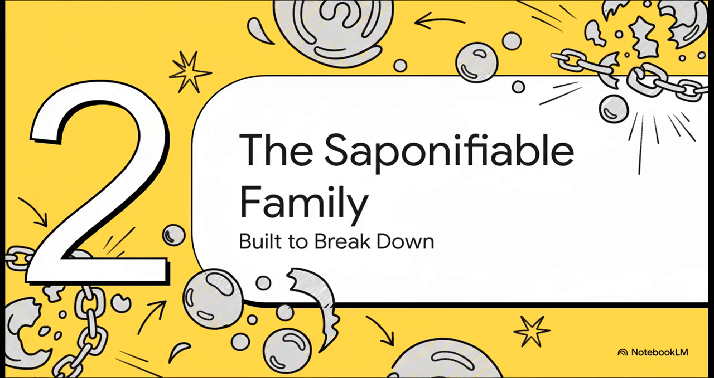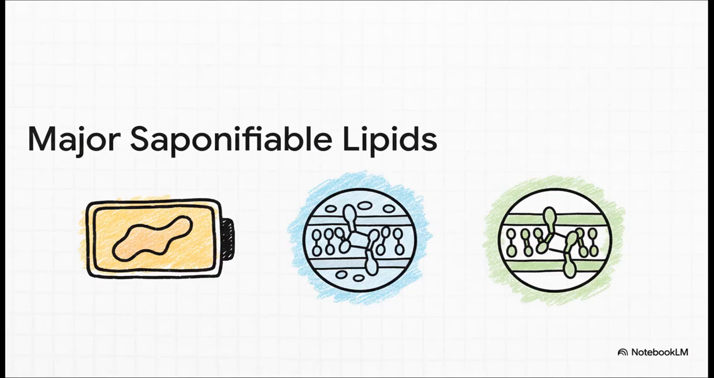So, let's go down that first branch of the family tree, the saponifiable lipids. These are the ones basically designed to be broken down. And inside this group, you've got three main players. You have the triglycerides, you know these, they're the fats our bodies use for long-term energy storage. Then you have glycerophospholipids and sphingolipids. These guys are the absolute workhorses when it comes to building our cell membranes.